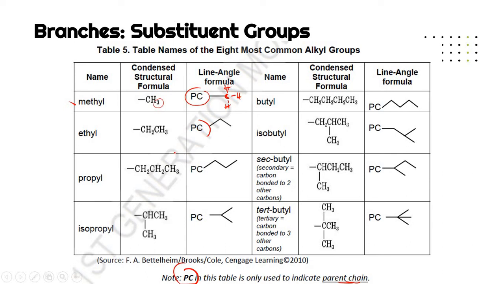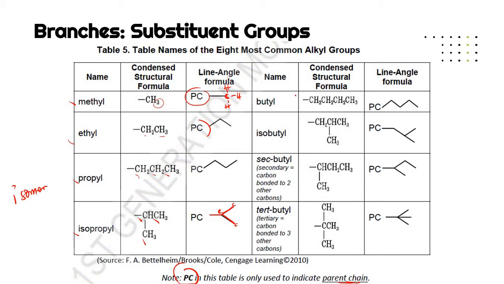Okay, so another one, ethyl. So there's 2. Propyl, 3. Isopropyl. So isopropyl is a structural isomer of propyl. Why? Because there are 3 carbons, but it's a different arrangement, right? So if this is a propyl, this is an isopropyl. It seems to branch. So the carbon here has 2 carbons attached to it in this kind of formation.